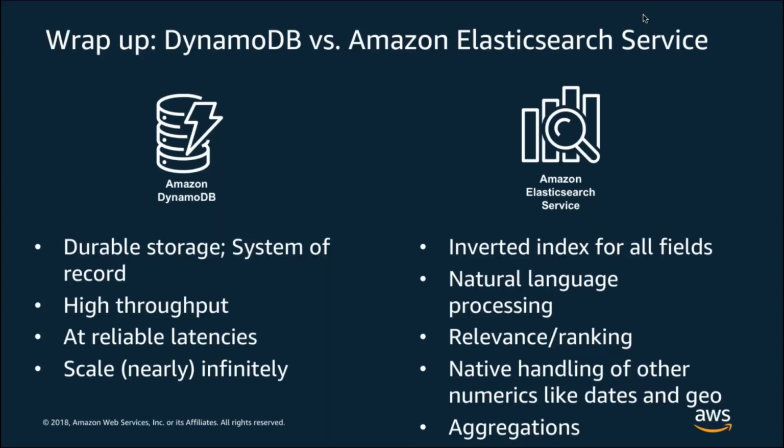So we have an inverted index for every field. It also natively handles natural language, allowing you to perform searches across full text blocks in a way that respects the language. It has a notion of relevance and ranking. It handles numerics like dates and geo. And you can build aggregations either to look at statistics about your data set or to analyze features of your data set.